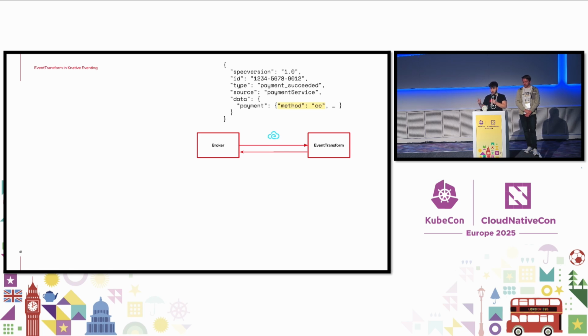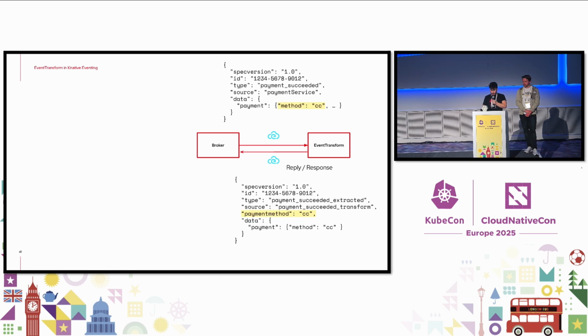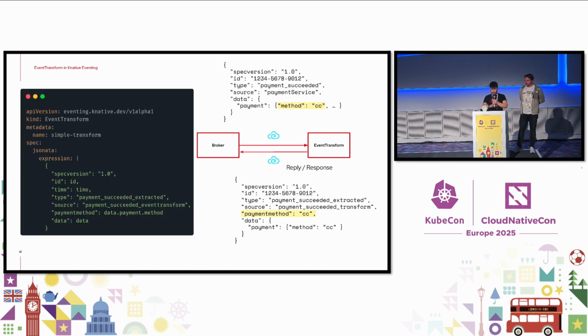In this case, the idea is that I want to extract the payment method from the data and put that as an attribute of the cloud event so that I can filter and maybe have processing only for credit card type of payments. And this is what it looks like in YAML.